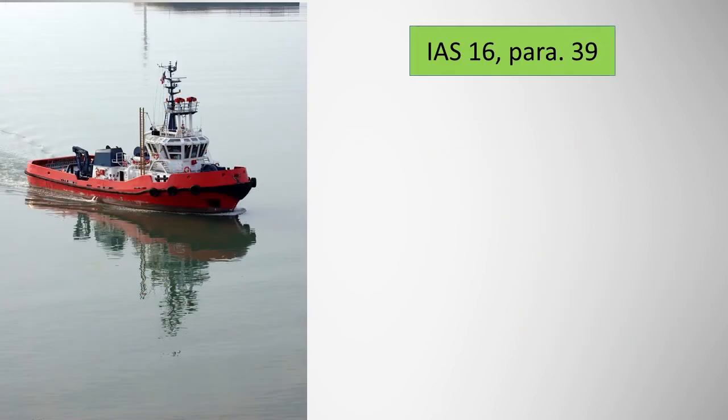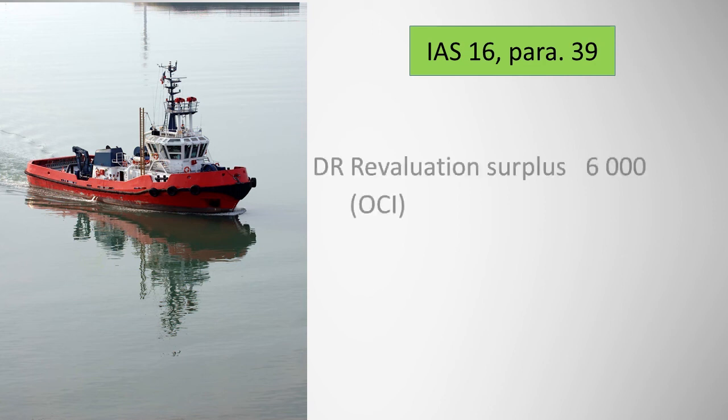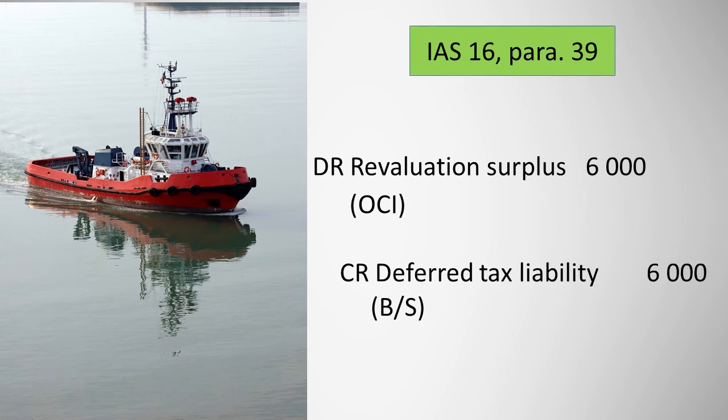In terms of IAS 16, gains on revaluation should be taken to other comprehensive income. So the deferred tax expense journal relating to the revaluation will also be taken to OCI. The entry will be a debit to revaluation surplus of $6,000 and a credit to deferred tax liability of $6,000.